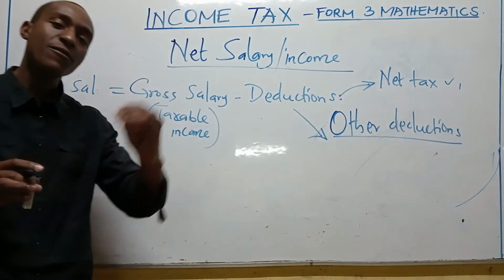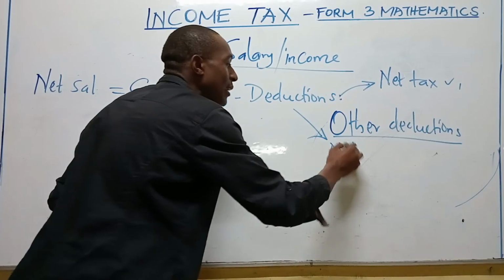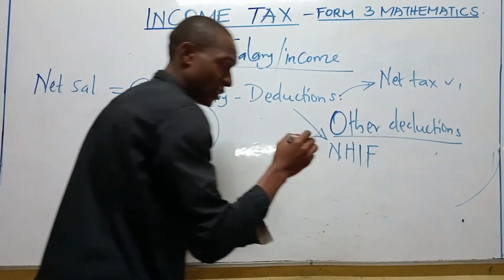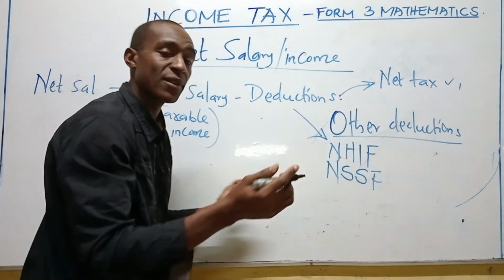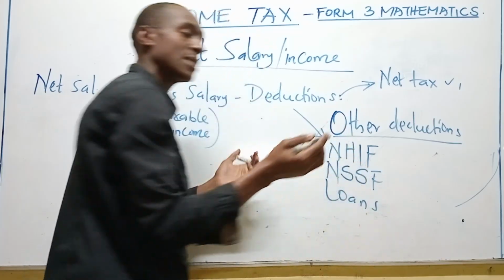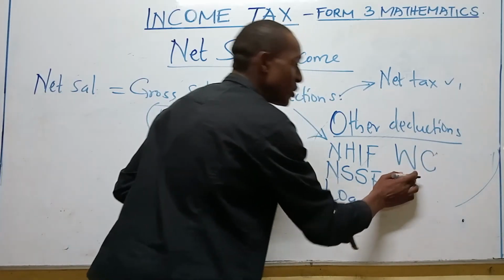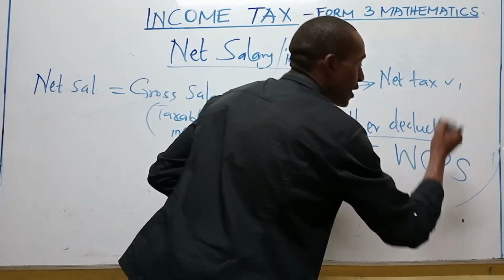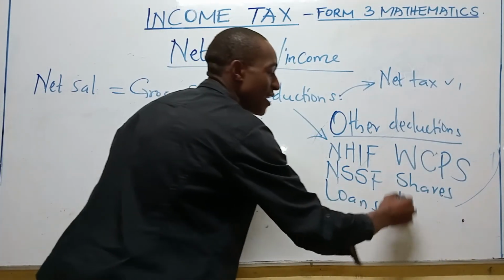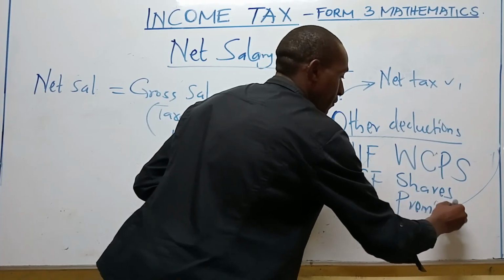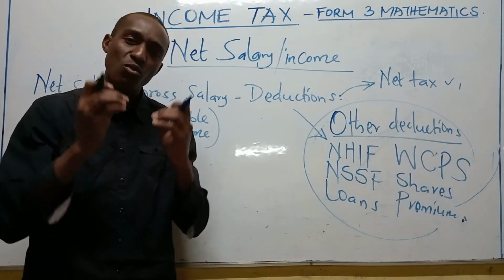Again, these vary from one person to another. We have the common ones in Kenya: National Health Insurance Fund, National Social Security Fund. There are people who have loans in various banks and circles. There is what we call widows and children, people with disability scheme. We have several others. Some people buy shares. And there are those who pay even what we call premiums. So these are some of the other deductions, and again, they vary from one person to another.